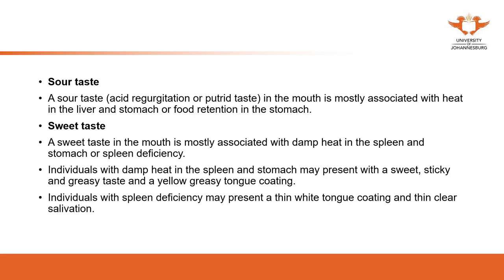Next one is the sweet taste. A sweet taste is mostly related to damp heat in the spleen or spleen deficiency. Why is it related to the spleen more for the sweet taste? It's because the sweet in the five elements also links to the spleen. How we explain the sweet taste in the body is that the damp heat cooks the grain; the damp heat affects the food we eat, and then the food is transported into the mouth.